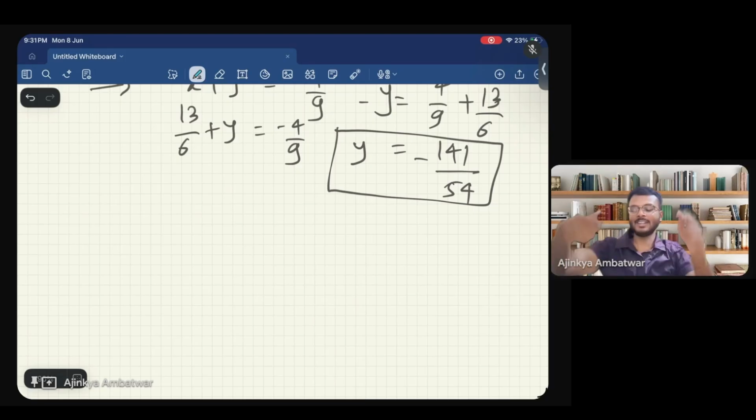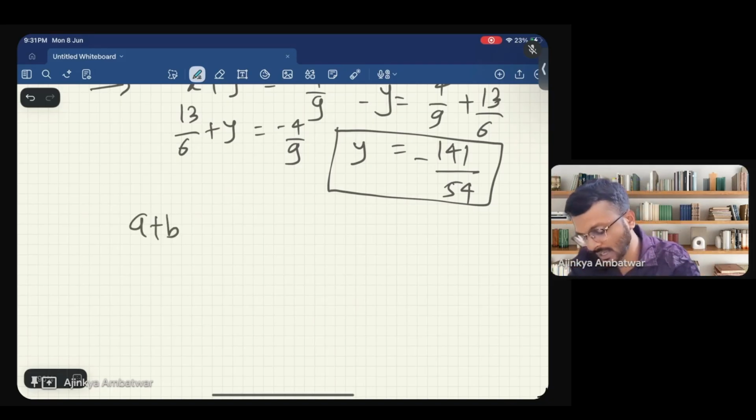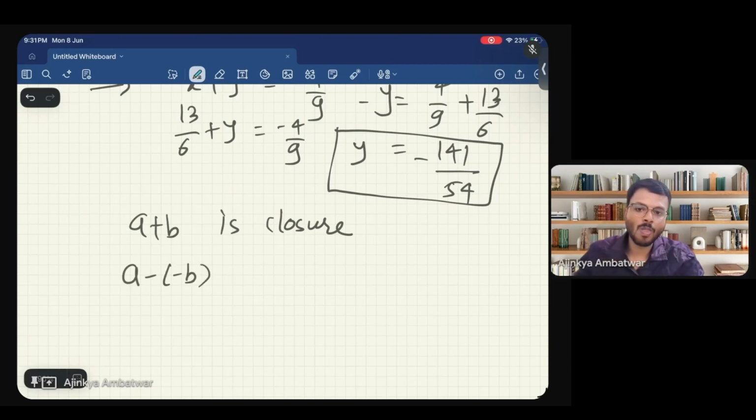No. Very good. That's the thing about properties. If it is true for one number, it has to be true for every single number. So we know A plus B is closure, right? But A plus B is nothing but A minus of minus B. Adding two numbers just means subtracting minus B from the first number. These two are exactly the same.